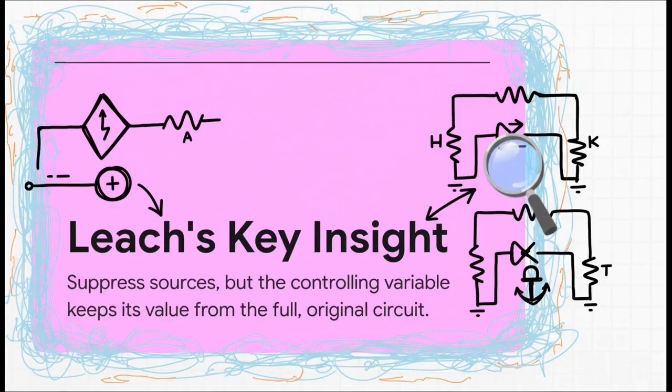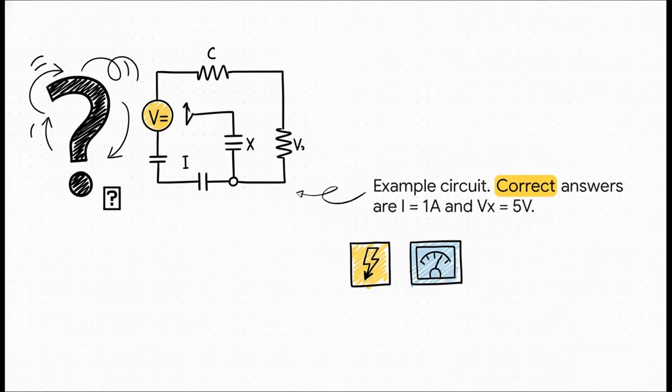And what's that value? It's the value that the controlling variable had in the full original circuit before you started messing with anything. Let me say that again, because it's the whole shebang. You use the value from the original complete circuit. All right, to really see this in action, let's use a different, better circuit.